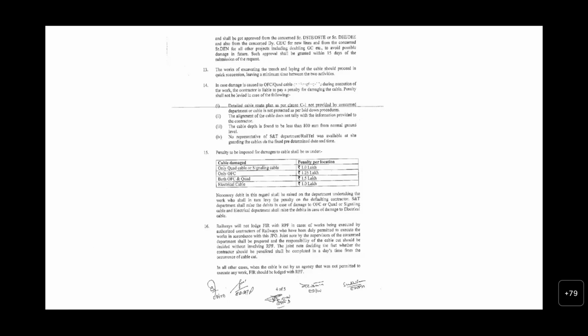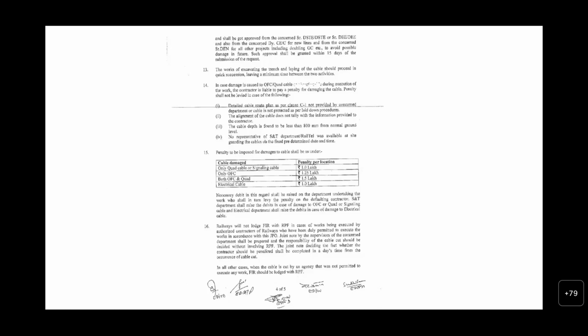Means if it is at a depth of 1 meter, okay, there should be a brick. If it is less than 0.8 meters, it should be protected with RCC or duct, or cementing, concreting should be there. Otherwise, it will not be possible to impose the penalty.